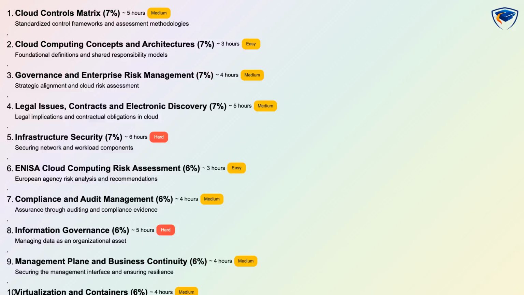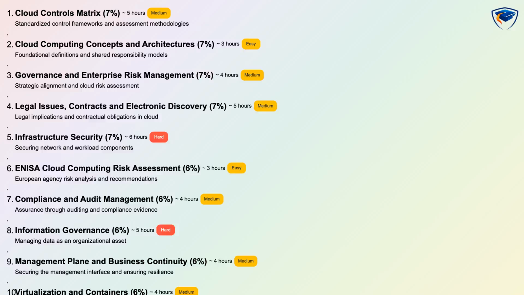The domain weights are: Cloud Controls Matrix 7%, Cloud Computing Concepts and Architecture 7%, Governance and Enterprise Risk Management 7%, Legal Issues, Contracts and Electronic Discovery 7%, Infrastructure Security 7%, NISA Cloud Computing Risk Assessment 6%, Compliance and Audit Management 6%, Information Governance 6%, Management Plane and Business Continuity 6%, Virtualization and Containers 6%, Incident Response 6%, Application Security 6%, Data Security and Encryption 6%, Identity, Entitlement and Access Management 6%, Security as a Service 6%, and Related Technologies 5%.